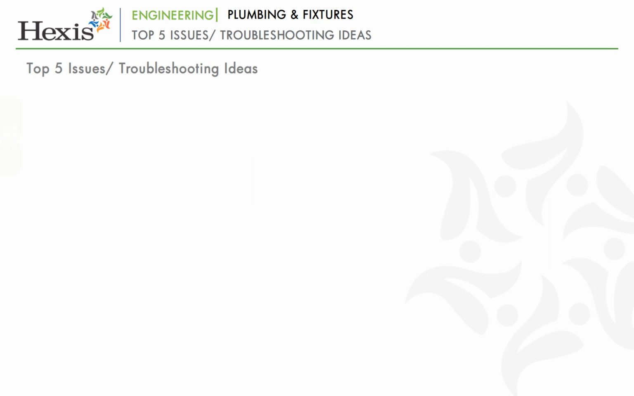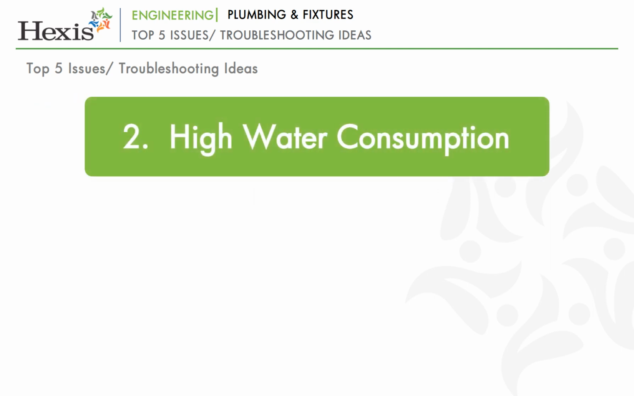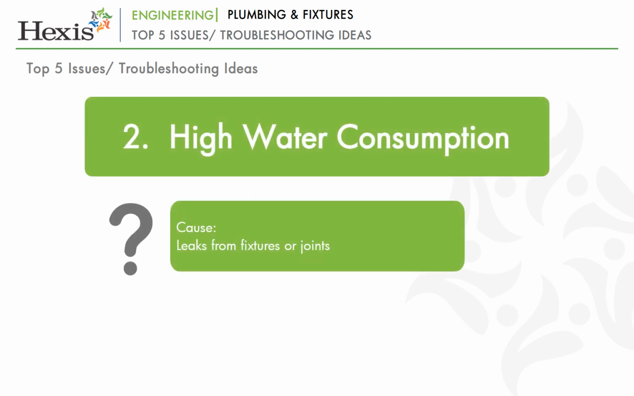The second common problem is high water consumption. Look for leaks, which can typically be from fixtures or joints. Even though the leak may seem minor, it can end up wasting a significant amount of water over the course of the day. Manual taps are the usual culprits due to excessive usage. Leakages could also occur in pipes which may be underfloor or in shafts.